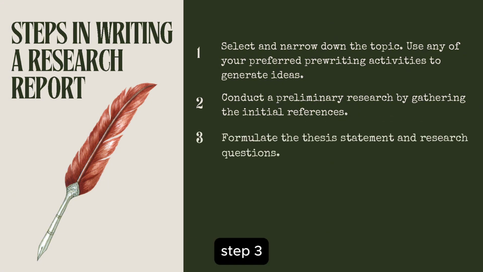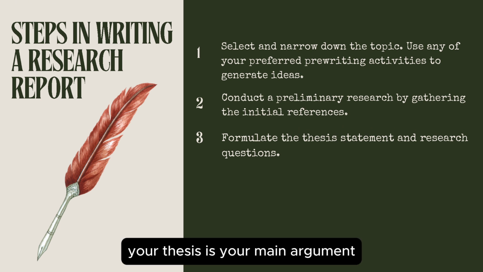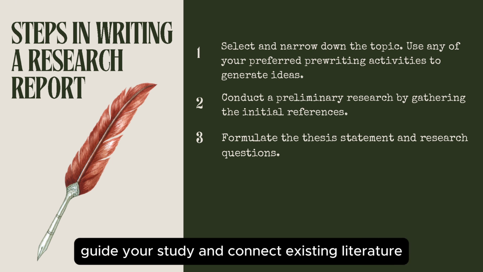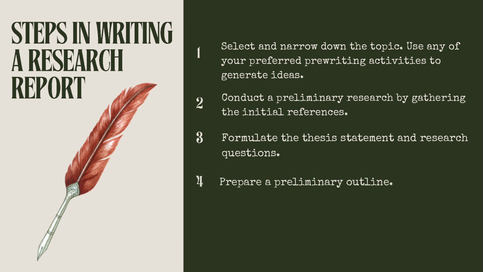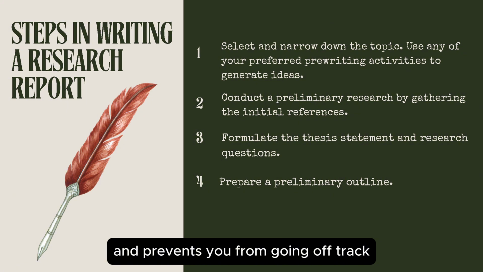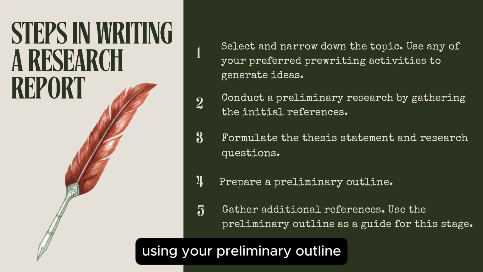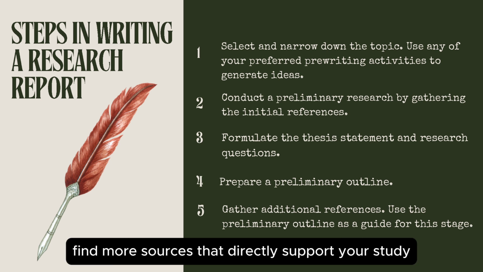Step 3. Formulate a thesis statement and research questions. Your thesis is your main argument. Your research questions should help guide your study and connect existing literature. Step 4. Create a preliminary outline. This keeps your report structured and prevents you from going off track. Step 5. Gather additional references. Using your preliminary outline, find more sources that directly support your study.